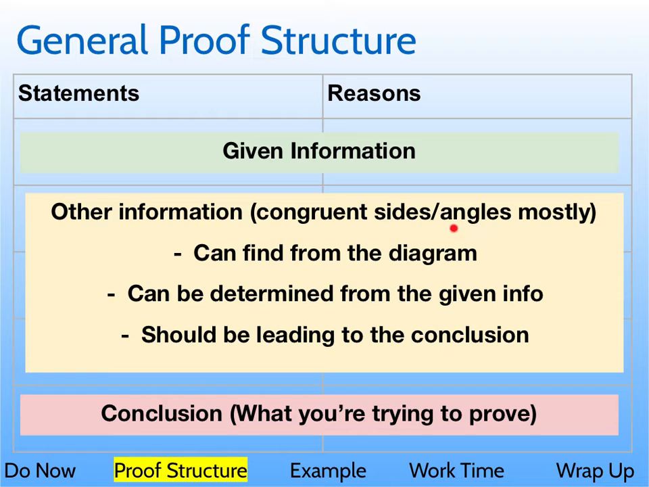Then you're going to add some other information, and it depends on the proof, honestly. For the most part, you're going to be dealing with congruent angles and sides. And you can find these from the diagram possibly based on the way it's drawn, like vertical angles you can see from the diagram, for example. You can determine it from the given info. So if like the given info says that something bisects a segment, then you would have 2 congruent segments here.